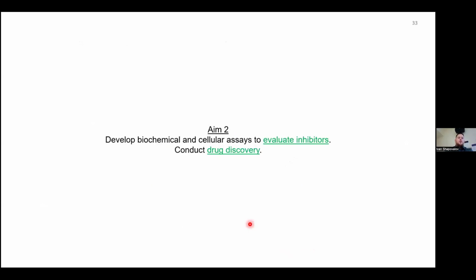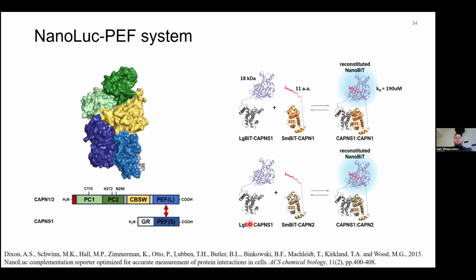So that leads me to my aim 2, which is to develop assays to conduct drug discovery and evaluate novel Calpain inhibitors. In our search for Calpain inhibitors, we decided not to go for the active site of Calpain, because historically, even though those inhibitors can be made very good at inhibiting Calpain, they're rarely specific enough.